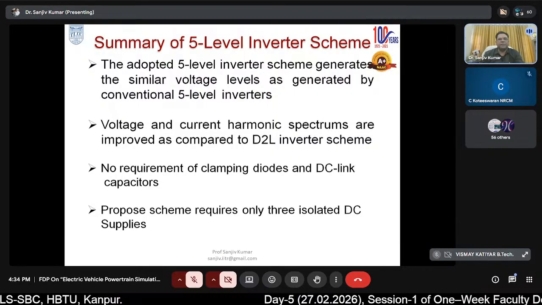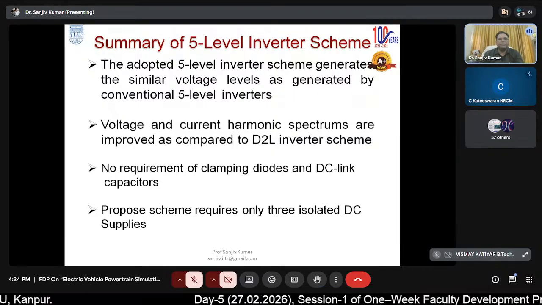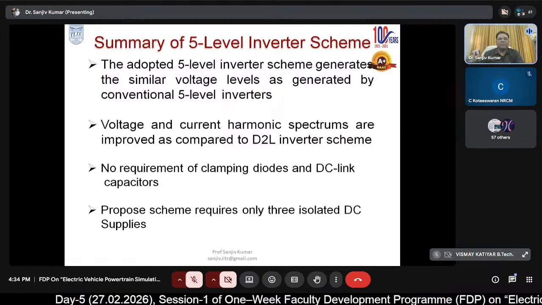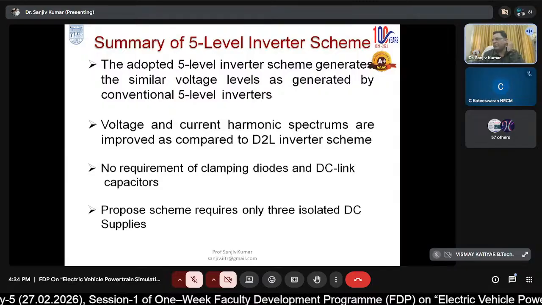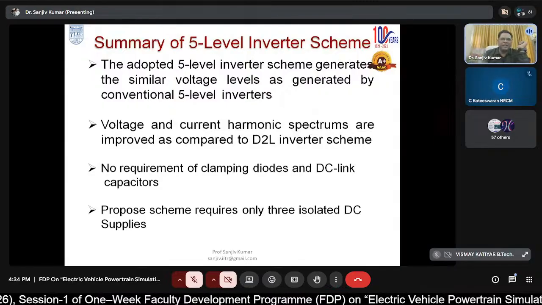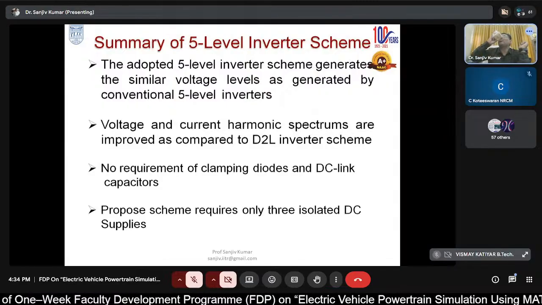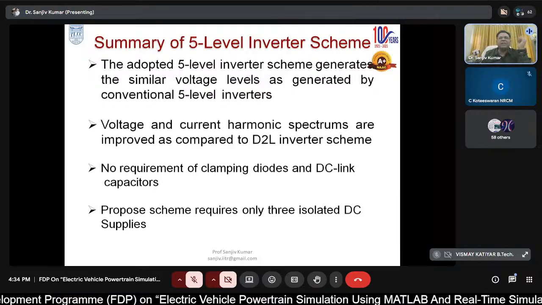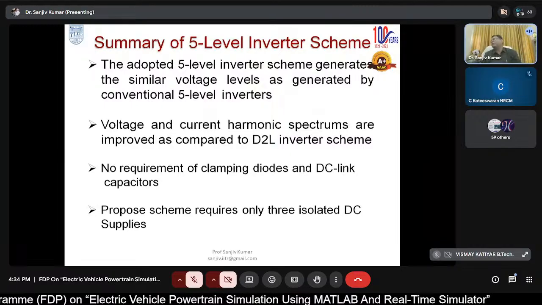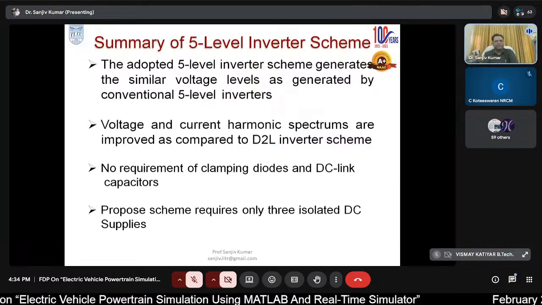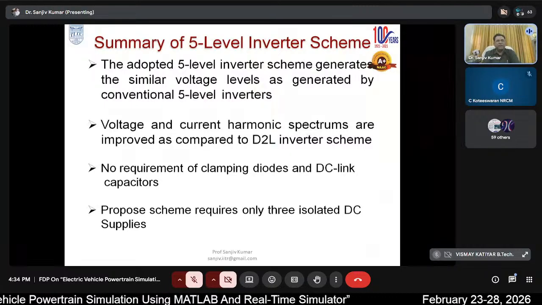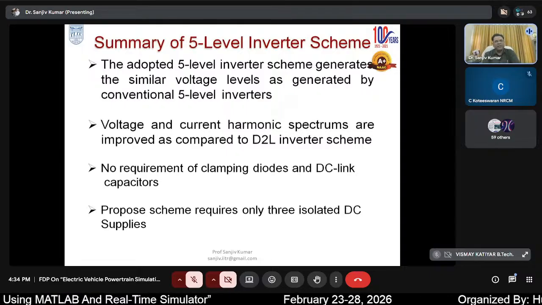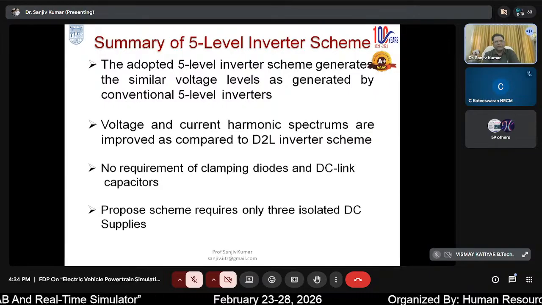Now this is the summary of the 5-level inverter scheme: the voltage and current harmonic spectrums are improved as compared to D2L, and it is quite obvious, as the number of levels increases, the harmonic content decreases, and the performance is of course improved.